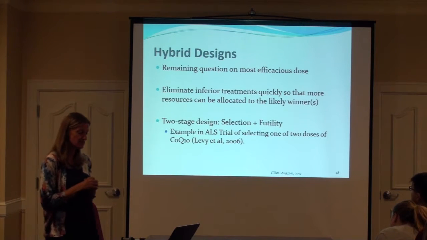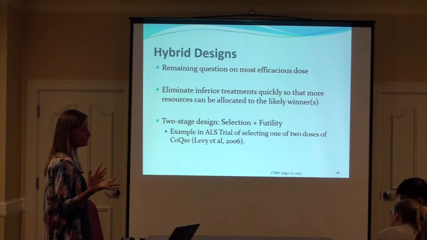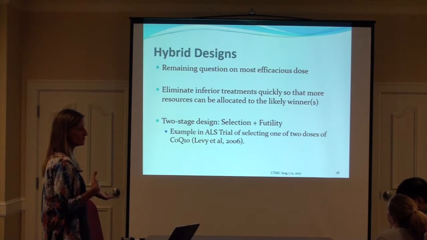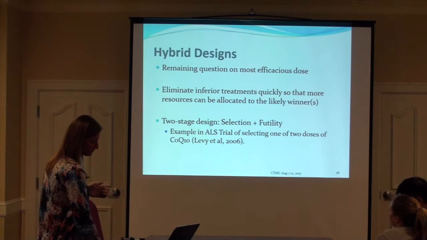And so basically with the ALS study, what they wanted to do is they had 2 doses, they didn't know which one to move forward with. So they said, well, let's do the dose selection, but they were still not in the pivotal phase yet. And then they morphed it with the futility.